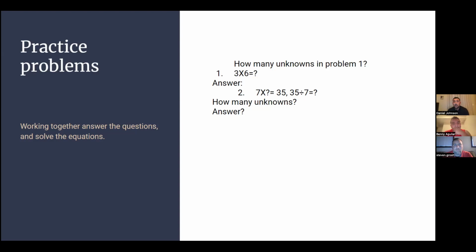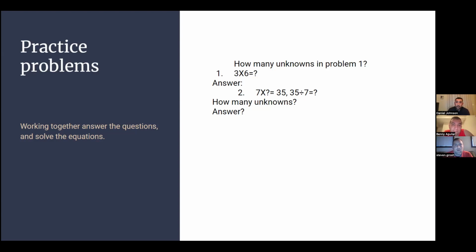So how many unknowns in problem 1? So basically how many question marks are on there? Either one of you guys want to shout it out? Yeah, perfect. I see 1 unknown in question 1. We have 3 times 6 equals 1 question mark, which is our unknown in there.